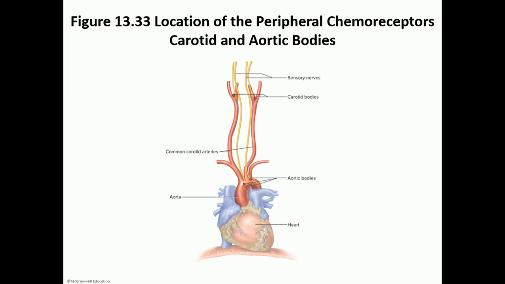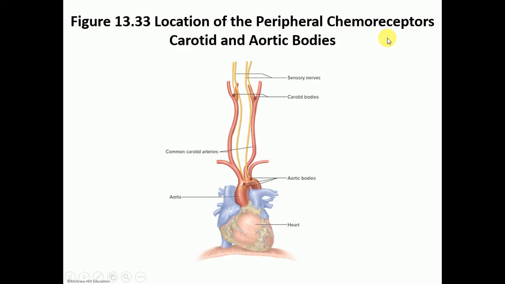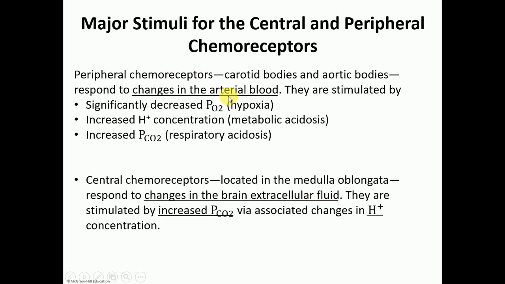Now, where do we have chemoreceptors to detect changes in oxygen or CO2 in the bloodstream? Just like the baroreceptors, they're found in the aortic arch, and they're also found in the carotid bodies at the bifurcation of the common carotid artery. Next, the stimuli for the central and the peripheral chemoreceptors. We didn't really talk about the central. Central chemoreceptors are found in your CNS, while the peripheral chemoreceptors are your aortic and carotid ones. So we'll talk first about these peripheral chemoreceptors.